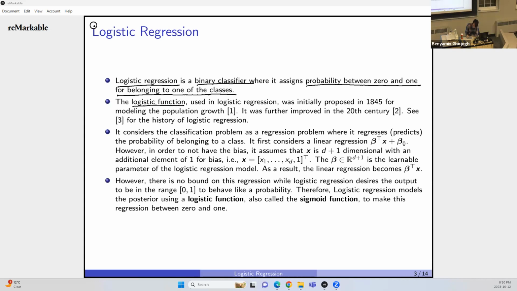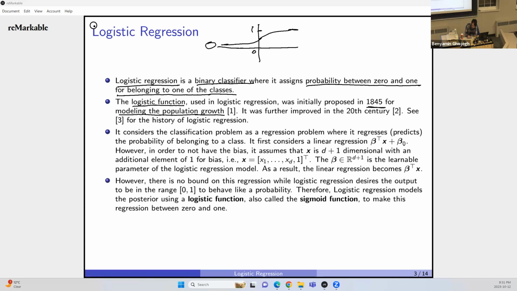And what is that? It was initially proposed in 1845. It's so old, as you see, for modeling population growth. Let me tell you why. This is the logistic function between 0 and 1. What are they doing? It gradually starts from 0 and then comes like this. It was used initially for modeling population growth. I think it makes sense.